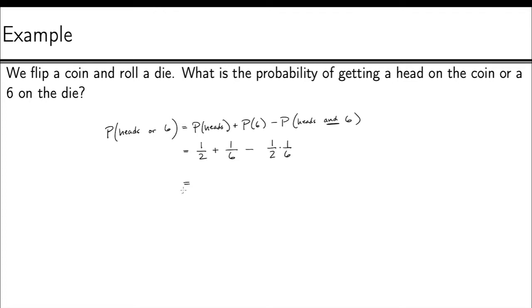Okay, so now we need to simplify. We're going to get a common denominator here of 12. So this is 6 out of 12 plus 2 out of 12 minus 1 out of 12. And that is 7/12.